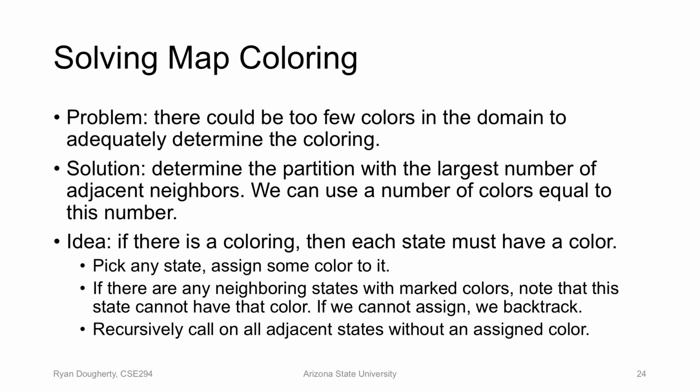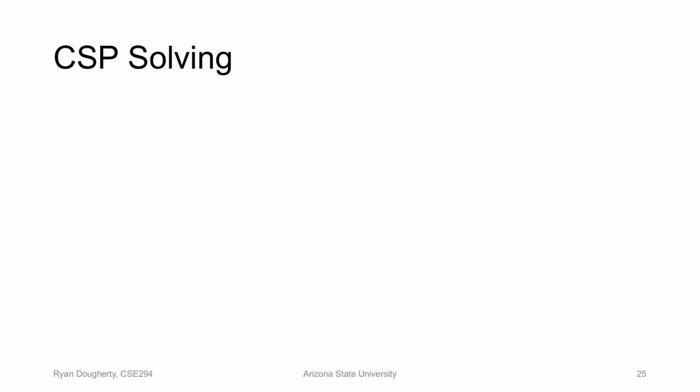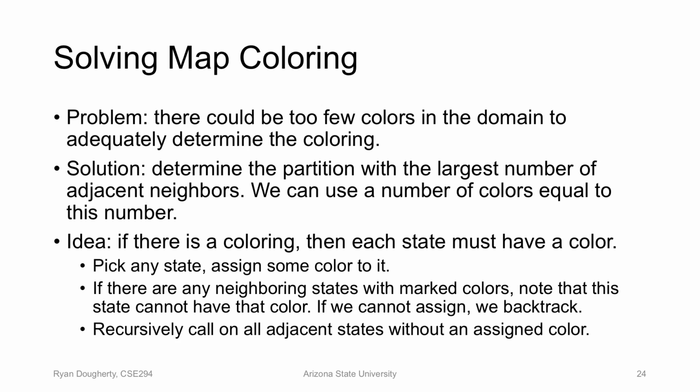So that's basically, we're starting from a state, then expanding out until we reach the end of the map itself. Okay? So any questions on map coloring in general?